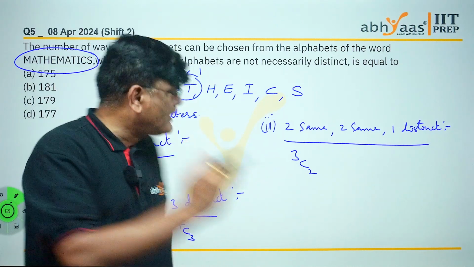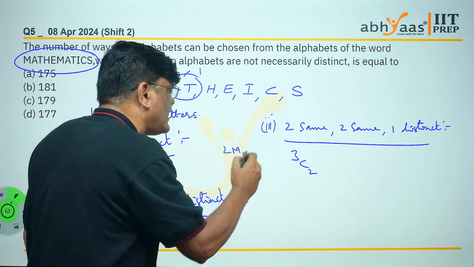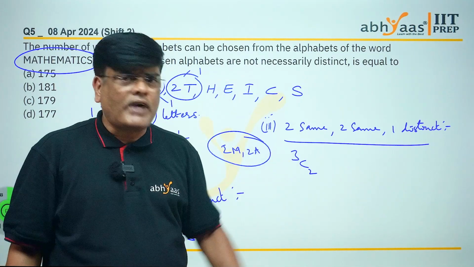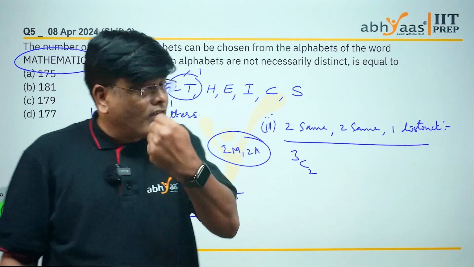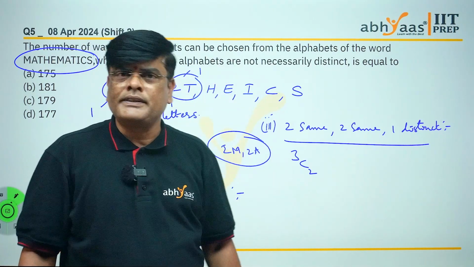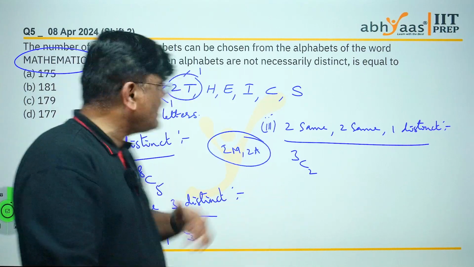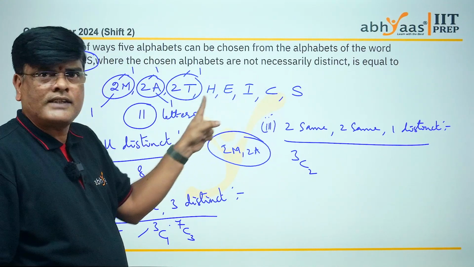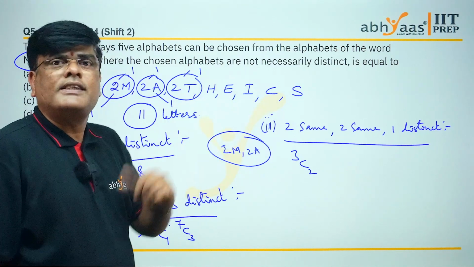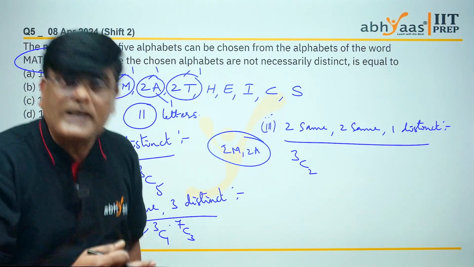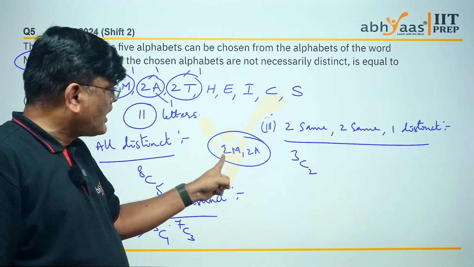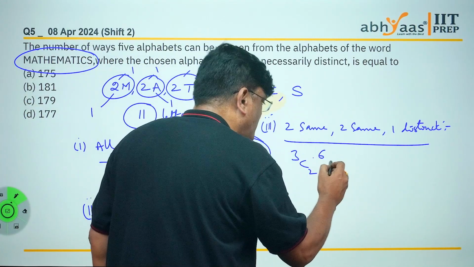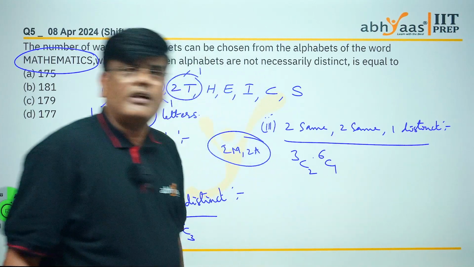Let us suppose with this selection I got 2 M's, 2 A's. That means finally I have 4 letters here. I need one more letter from the remaining letters. When we calculate from the remaining letters, now I will take 1 T and these 5 letters. Totally how many letters are there? 6 letters. Now from those 6 letters we need 1 letter, because already 4 letters I have. So from the 6 letters, 1 letter is possible in 6C1 ways.